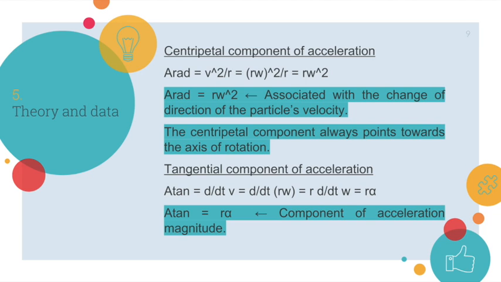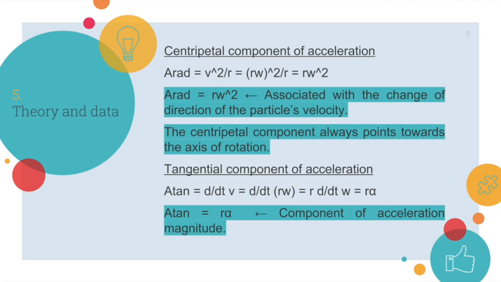Centripetal component of acceleration. The radial acceleration is equal to velocity squared over radius, and that is equal to r times w squared over radius. The radial acceleration is associated with the change of direction of the particle's velocity. The centripetal component always points towards the axis of rotation.